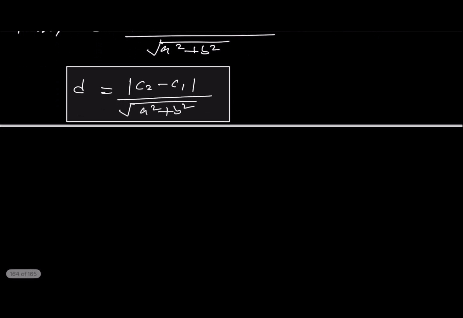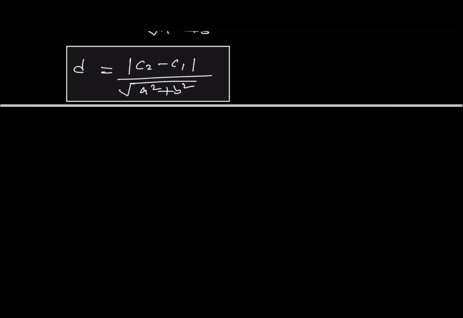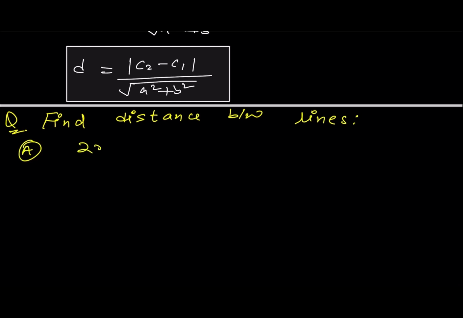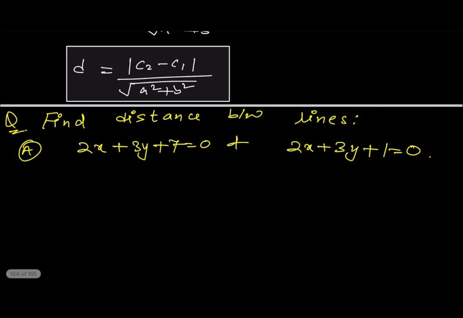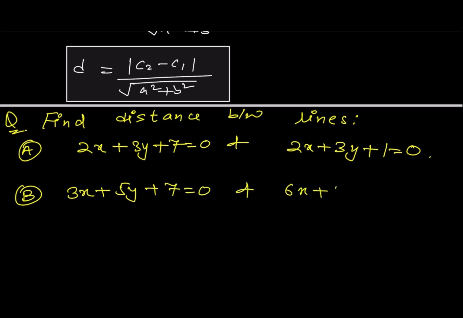Okay, now let's see some examples. Question: find the distance between the lines A: 2x plus 3y plus 7 is equal to 0 and 2x plus 3y plus 1 is equal to 0. B: 3x plus 5y plus 7 is equal to 0 and 6x plus 10y minus 1 is equal to 0.